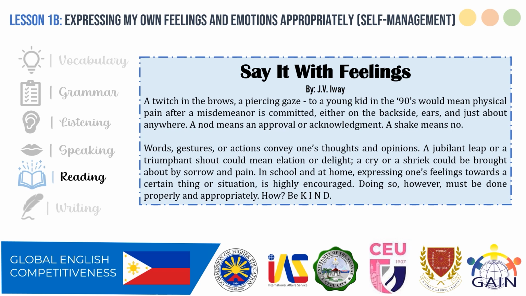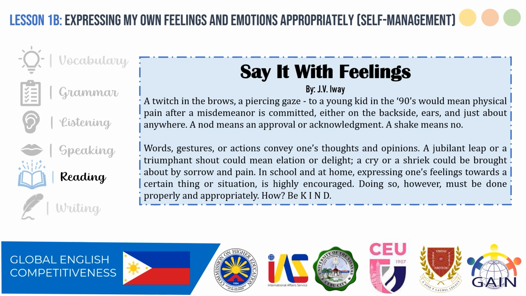A twitch in the brows, a piercing gaze. To a young kid in the 90s would mean physical pain after a misdemeanor is committed, either in the backside, ears, and just about anywhere. A nod means an approval or acknowledgement. A shake means no.